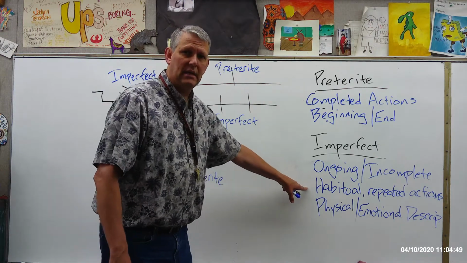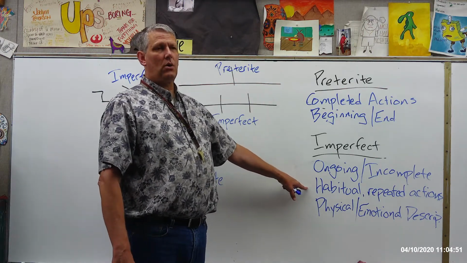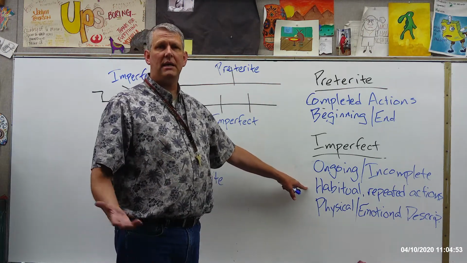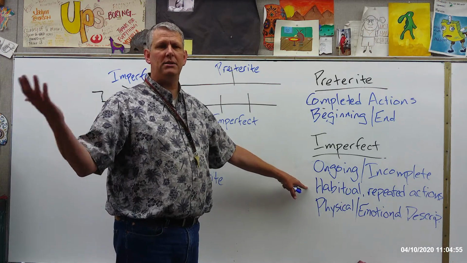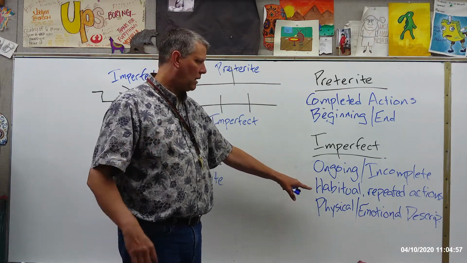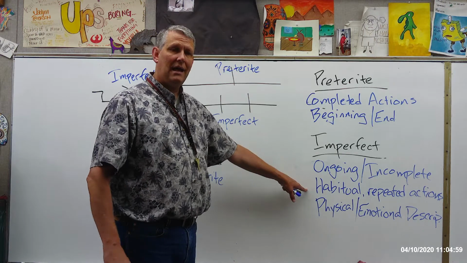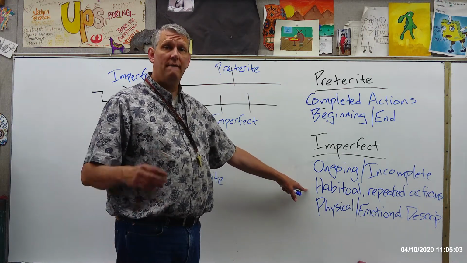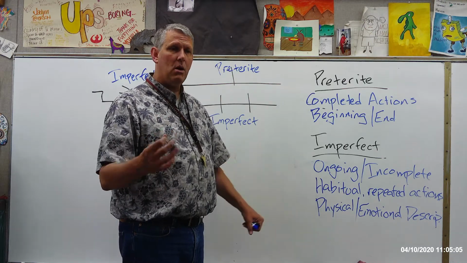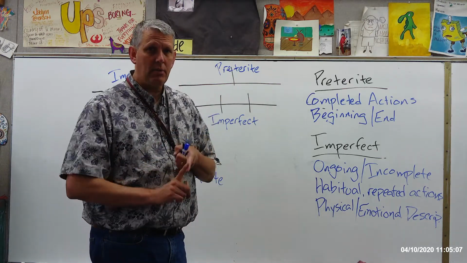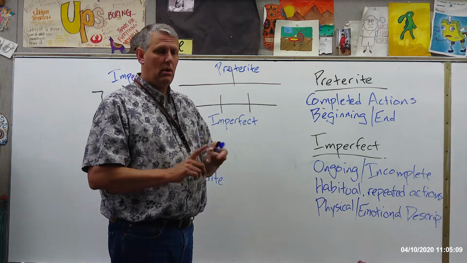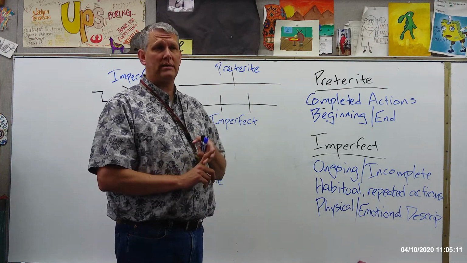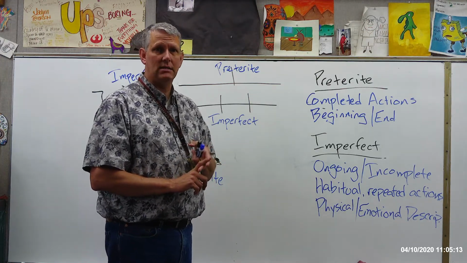If I were to say something like this, I used to throw rocks at cars. Okay? How many times did I do it? I don't know, a bunch of times. I'm not being specific. I use the imperfect tense. However, if I say this, I threw rocks at cars 4 times. The moment I get specific with the number of times something happened, or a time period, I threw rocks at cars for 6 days. Okay?